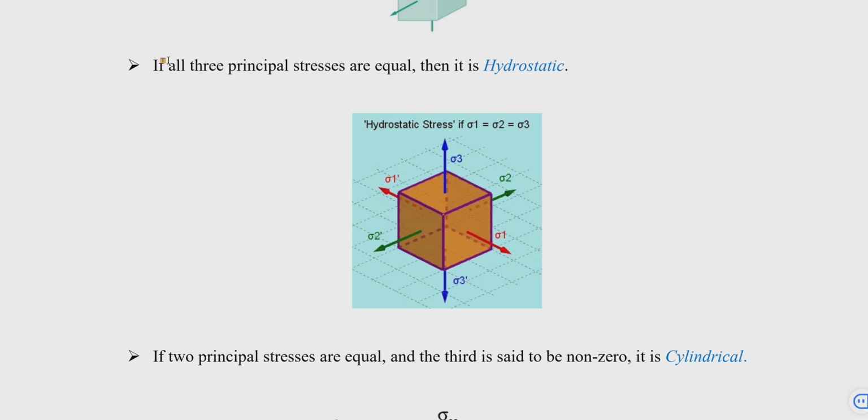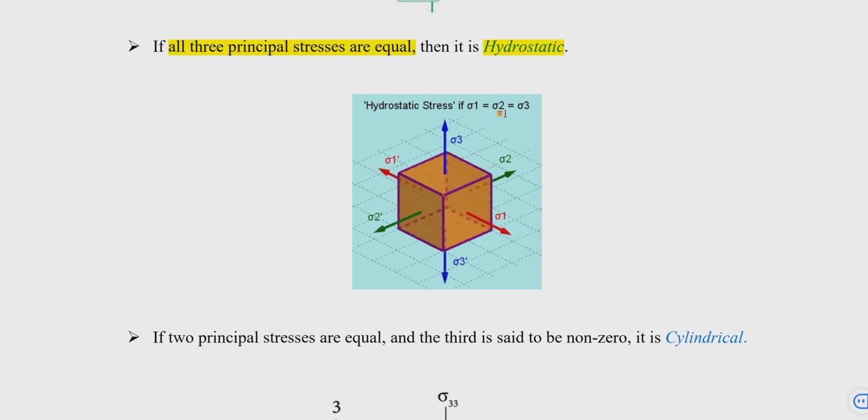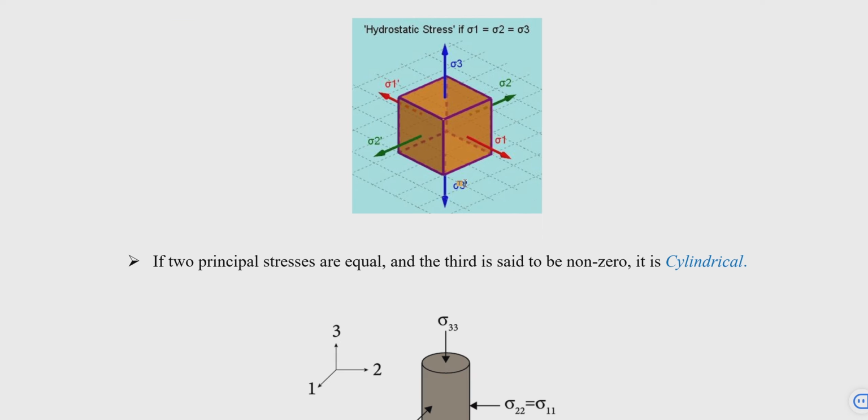A situation is there where all three principal stresses are equal. Then it is called as hydrostatic stress state. As shown in this diagram, sigma 1, sigma 2 and sigma 3 all are equal. It may be tensile or compressive in nature.